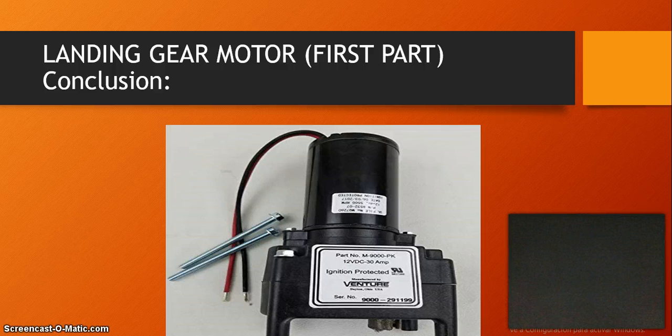According to the diagram, limit switches are installed in the system to shut off the motor when the gear is fully extended or fully retracted. These switches are connected to the indicator lights, which are located in the instrument panel. The landing gear selector switch is placed in the up position, activating the retraction.